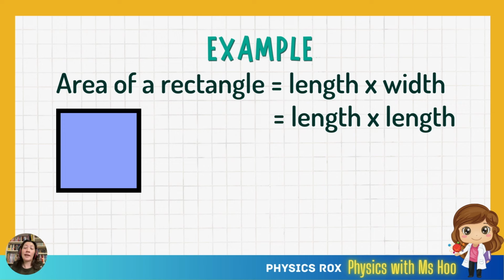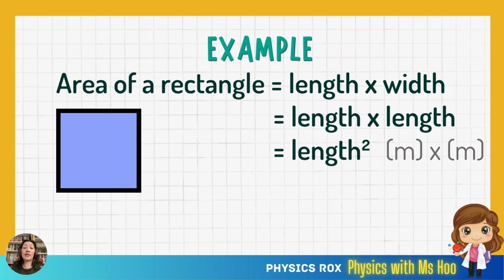So the area of a rectangle can be written in this case as length times length. And from a physics point of view, these are actually the same. So another way of writing this is just to write length squared. Now, because length is measured with the SI unit of meters, the SI unit of area is meter times meter, which gives us meter squared.